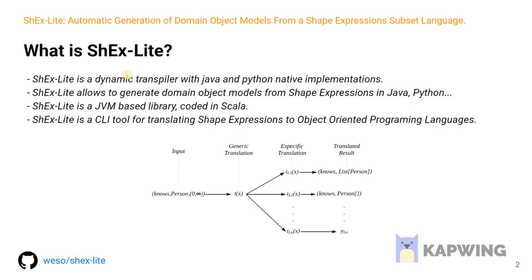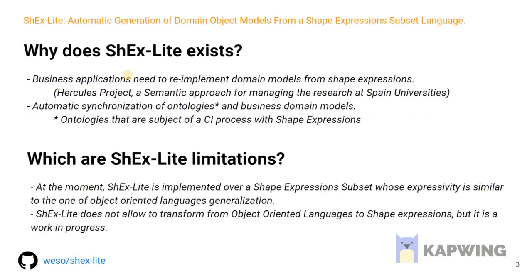We have already seen what it is, but why? Why does ShEx-Lite exist? It exists because business applications need to re-implement domain models that were already coded in shape expressions. An example of this is the European project Hercules, which develops a semantic approach for managing the research at Spanish universities, and also as a mechanism to automatically synchronize between ontologies and business domain models.